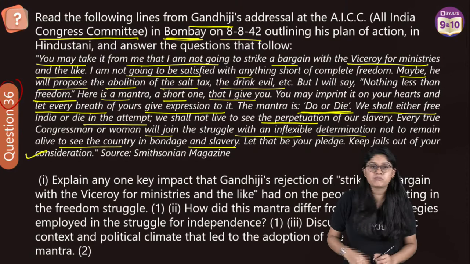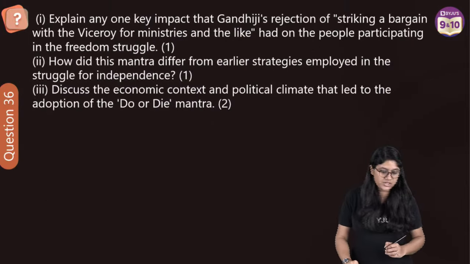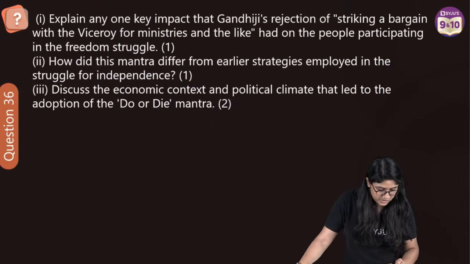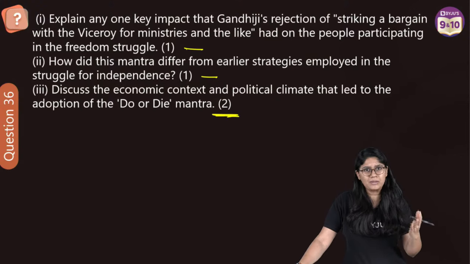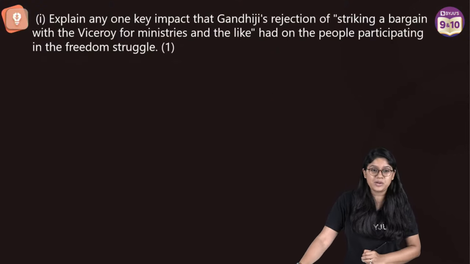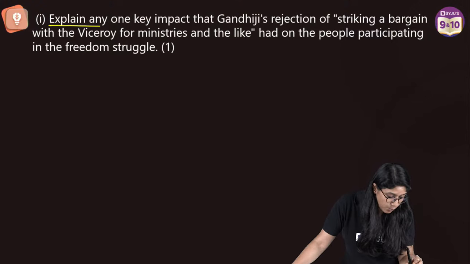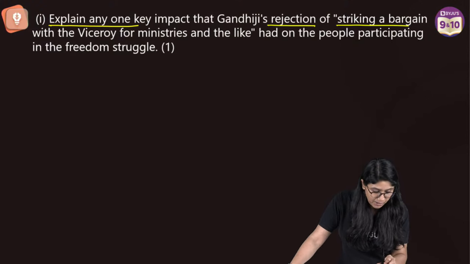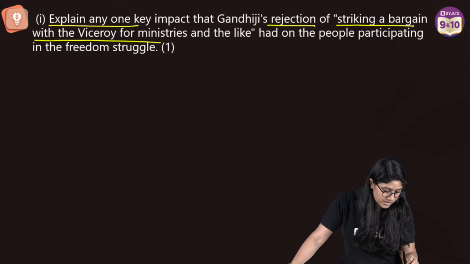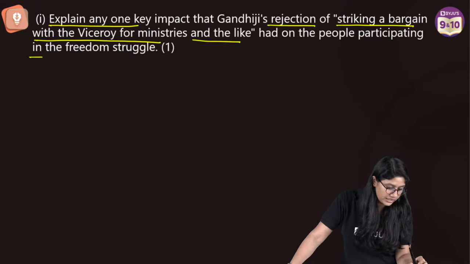That's a paragraph and we have three questions and we have to answer them. Let's take a look at the questions. The first question is over here. We have three questions in total, 2 marks, 1 mark and 1 mark. We are going with the first question. Explain any one key impact that Gandhiji's rejection of striking a bargain with the Viceroy, the Ministry and the like had on the people participating in the freedom struggle.